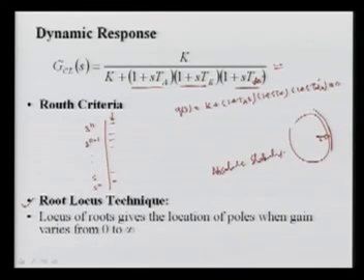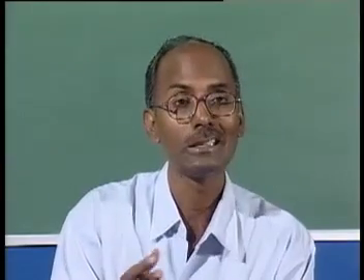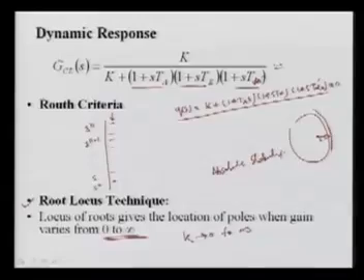The root locus technique is nothing but the locus of roots, which gives the location of poles when gain varies from 0 to infinity. Here, if k changes from 0 to infinity, how are the roots varied? Because k is varying, the roots of this characteristic equation will change. Normally here it is a third order system, so s cubed will be there.